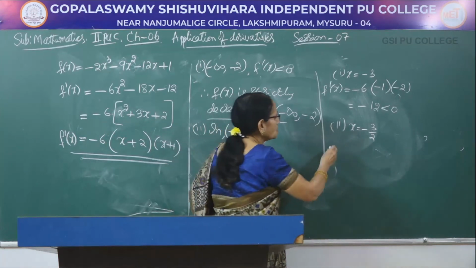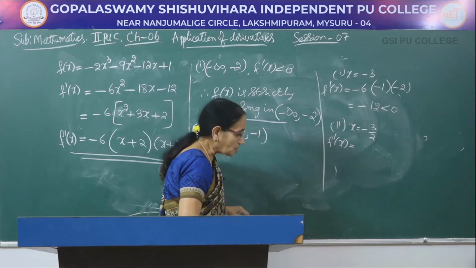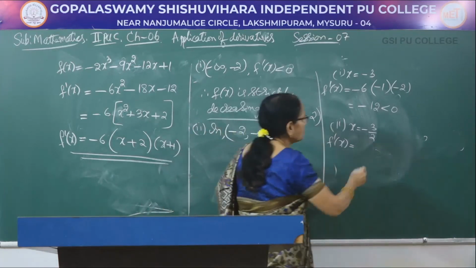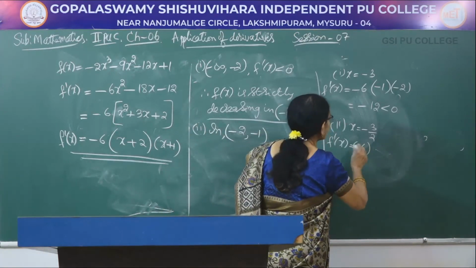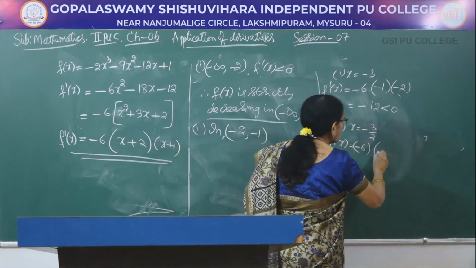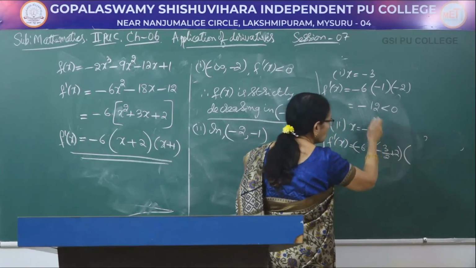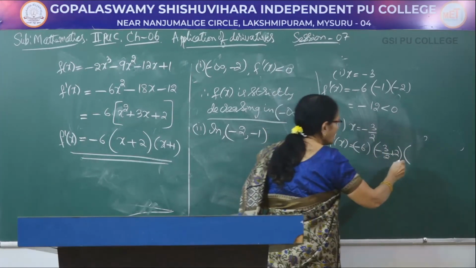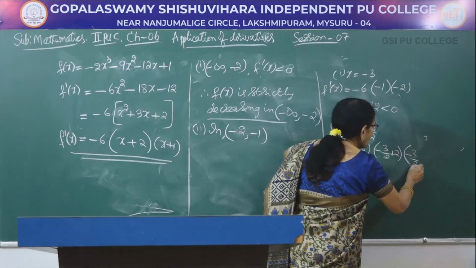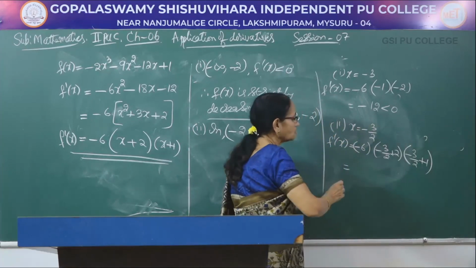Okay. Now, find out whether f dash x is positive or negative. First number is minus 6, you can't change that one. Minus 3 by 2 plus 2. Minus 3 by 2 plus 2. Directly to write you may find difficult, better write this one. Minus 2 plus 1. Minus 2 plus 1.